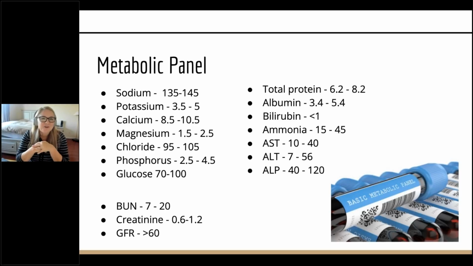In our endocrine lecture, we discuss very in depth how glucose moves into those cells with the help of our hormone insulin. But for right now, I want you guys to know that that normal glucose range is about 70 to 100, and that it is very important to know if your patient has had anything to eat before performing that test. If they're fasting, this is where we expect it, about 70 to 100.